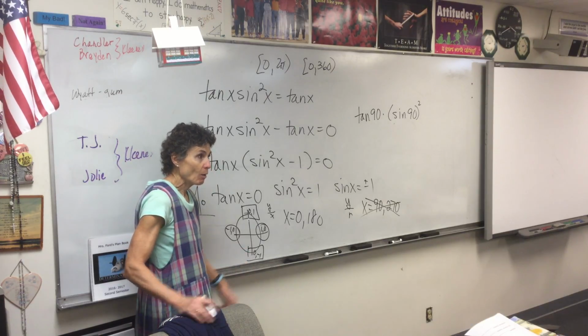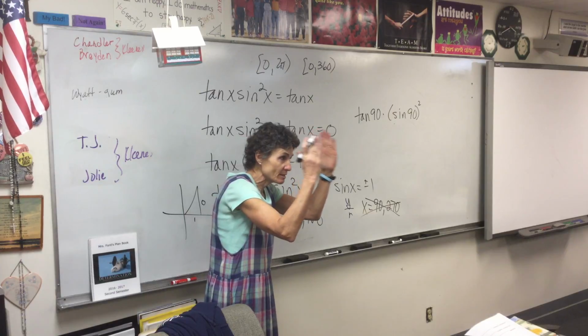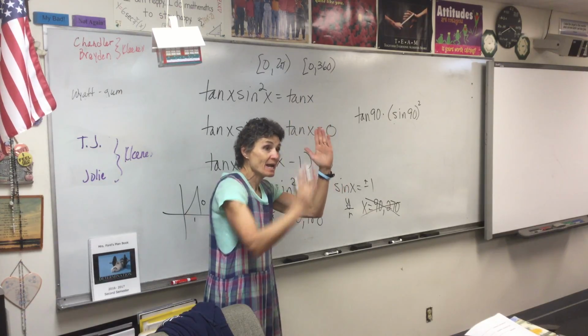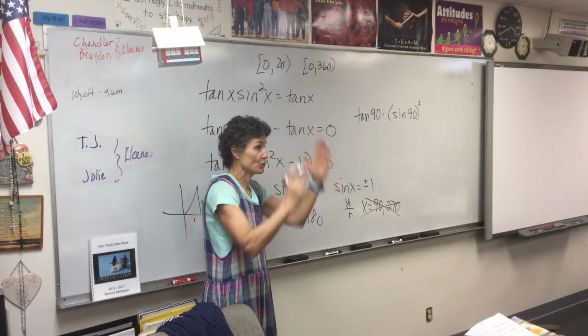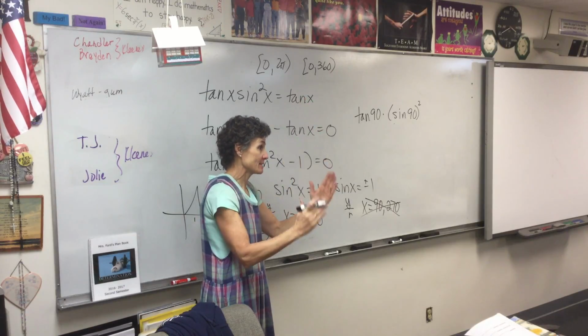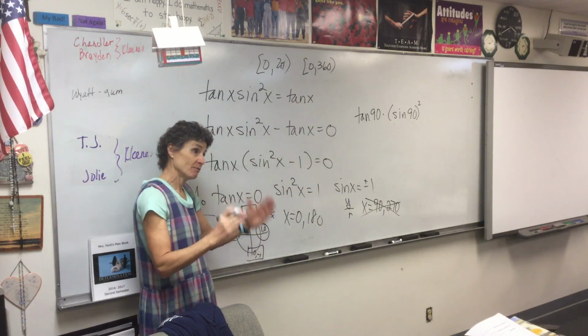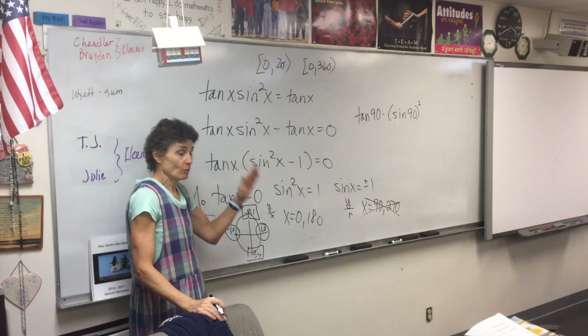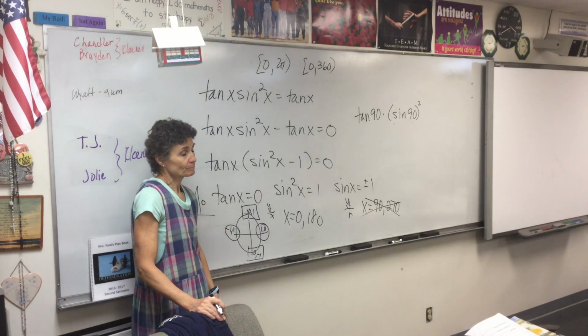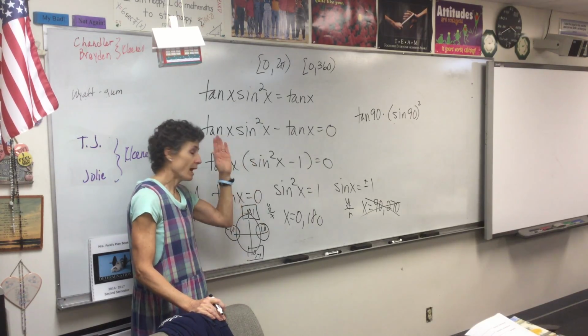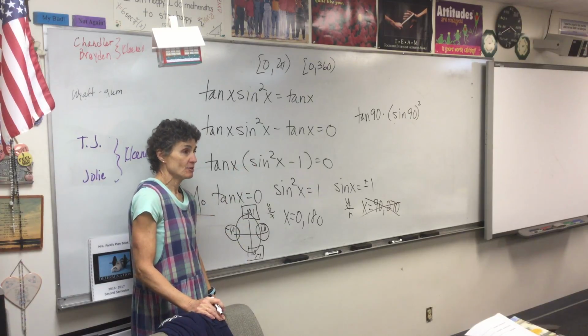Because if you think about when you graph a tangent, what do you have at 90? Pi over 2 and negative pi over 2. What do you have? Asymptotes. That means it's undefined. So whenever you do a tangent problem, you cannot have an answer that's 90 or 270.